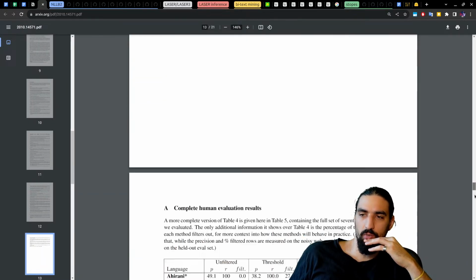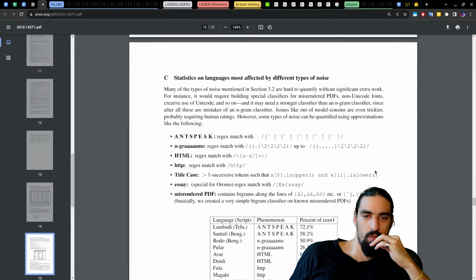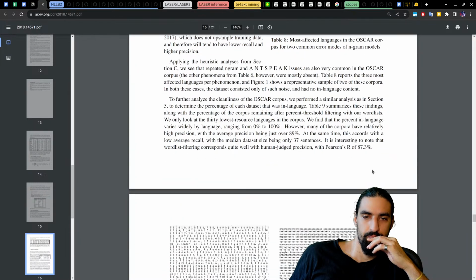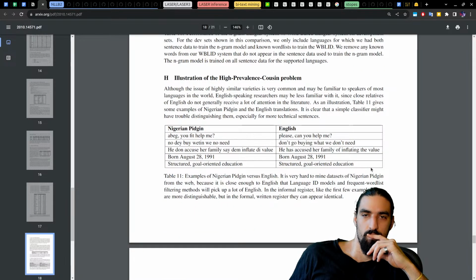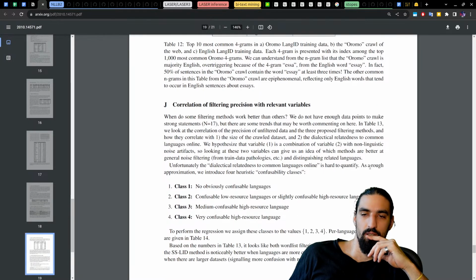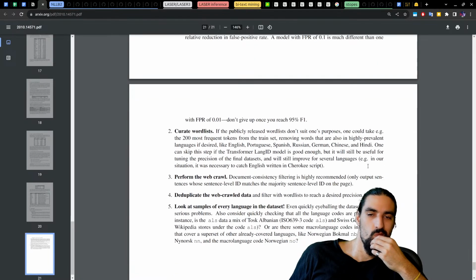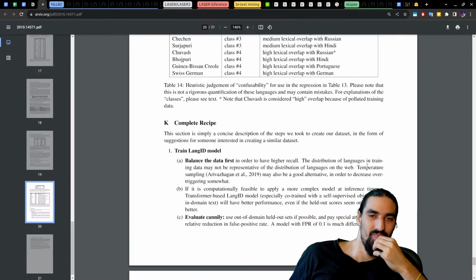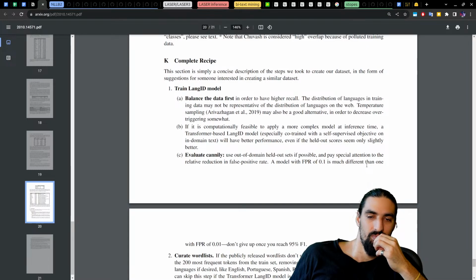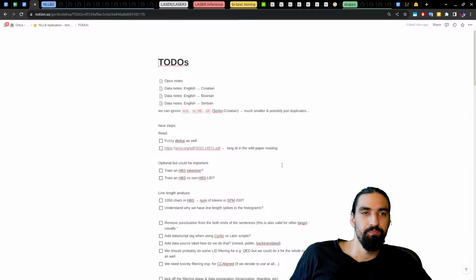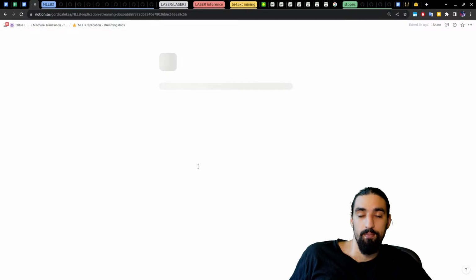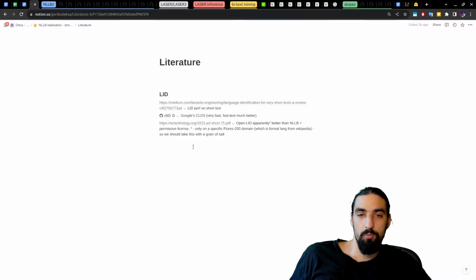Well, this paper has a ton of different heuristics, lists, and stuff. Interesting analysis. High prevalence cousin, Nigerian pidgin, and English. Okay, guys. Let's put this paper here.